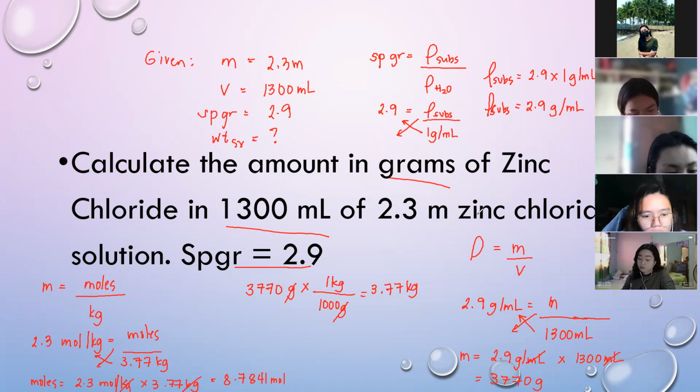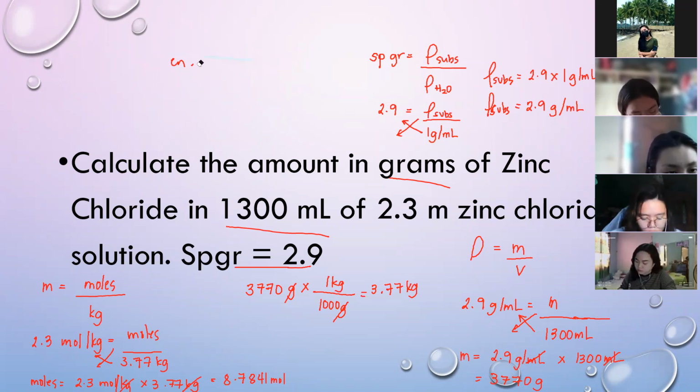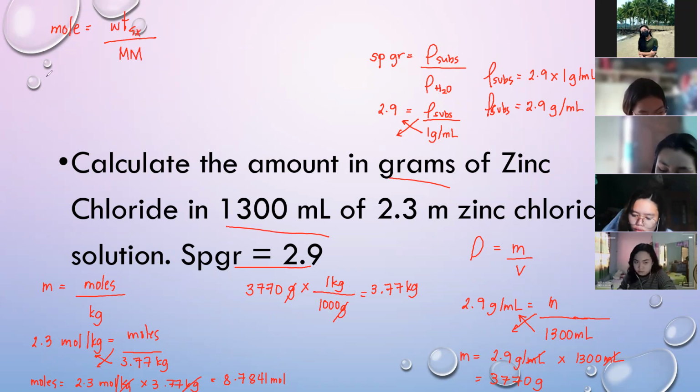Okay? Pero we are not yet done. Bakit? Kasi ang hinahanap grams. Let's be patient with this problem since it's very long. Delete ko lang yung given kasi I don't have space anymore. Balikan natin yung ating formula na moles is equal to the weight of the substance or the sample divided by its molar mass. Remember that na-compute natin si moles, 8.7841 moles is equal to, ito yung hinahanap natin, weight of the sample. And then, for the molar mass, our sample is zinc chloride.